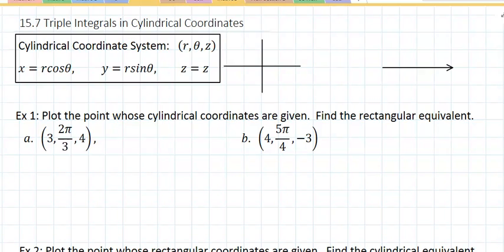15.7 talks about triple integrals in cylindrical coordinates. Well, cylindrical coordinates have the polar r and theta, and z is z, so not much difference.